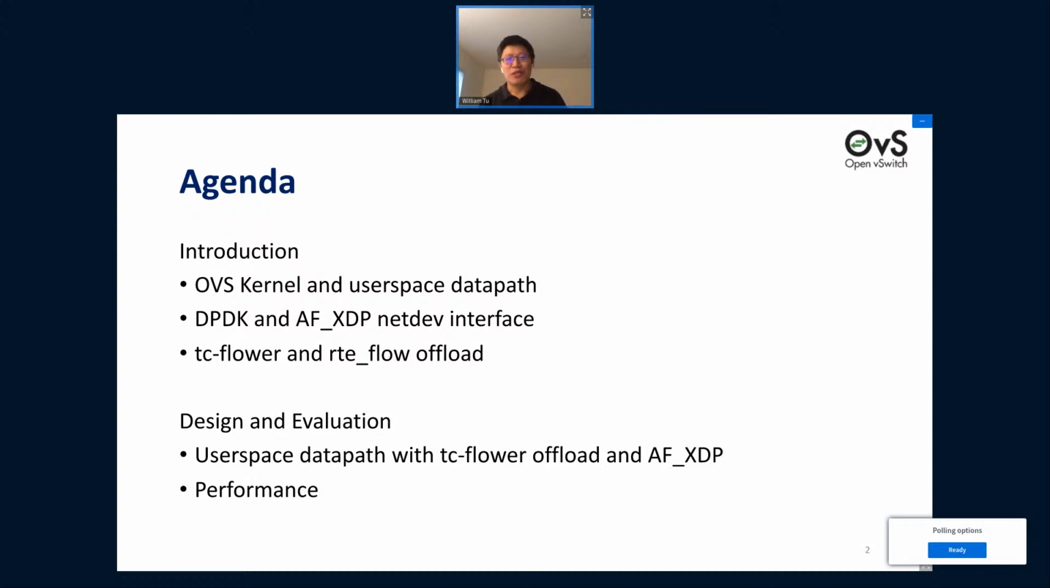And then we are thinking about using some hardware flow mechanism. Today, OVS has TC flower support and also RTE flow support. One for the DPDK use case, the other for the kernel use case. Then we'll talk about the design of this. So these are things we are trying to do: use the user space data path with TC flower or RTE flow and AFXDP, and share some performance numbers.